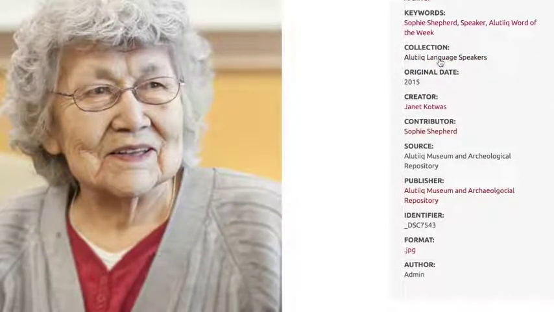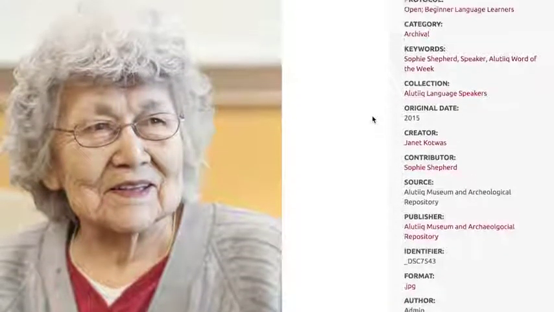We also see a collection name here. We see who created the photo, where it comes from, and who published it. Also, we have a unique identifier associated with this object and the format in which we see this object. In this case, it's a JPEG image.